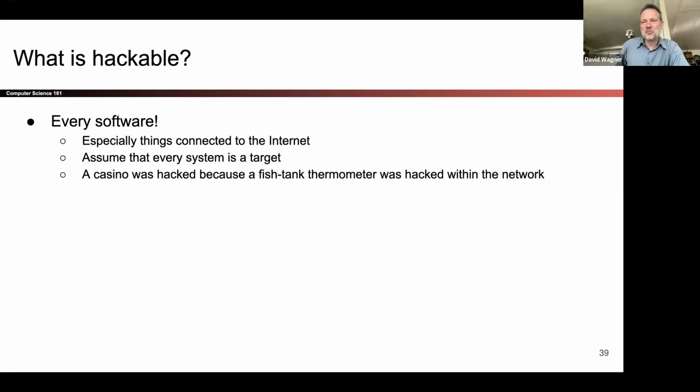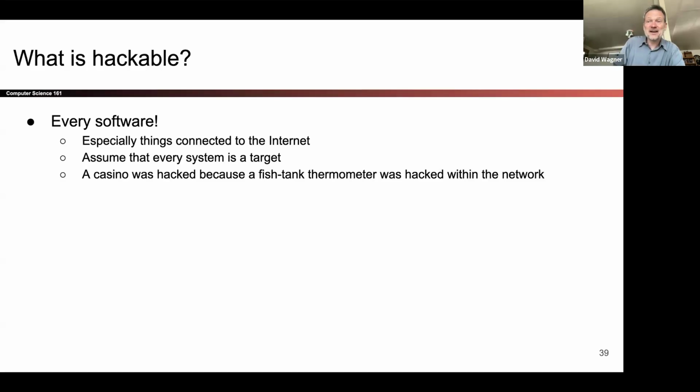Like here at Berkeley, we had a computer network once was broken into because someone had an oscilloscope in their EE lab, and they connected it up to the network so they could print stuff on their printer. And the oscilloscope had old, outdated software, and it was vulnerable. And someone on the other side of the world figured that out and connected to the oscilloscope and hacked into that. And then from there, used that as a jumping off point to attack other computers in the internal network, and just spread from there.